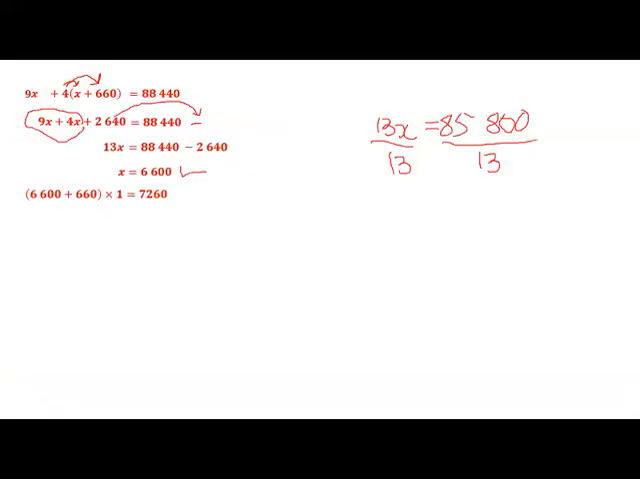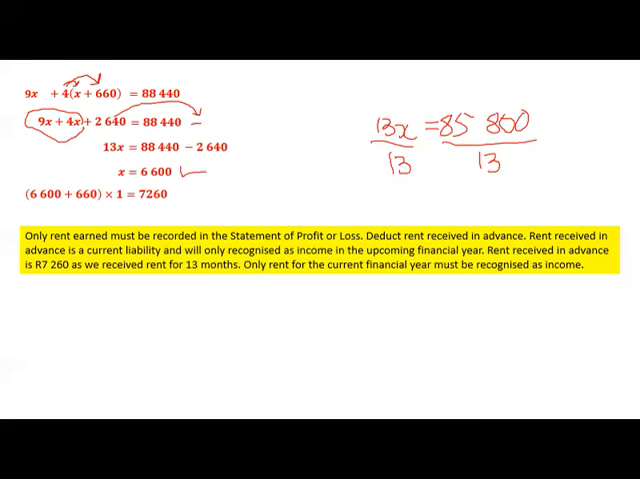And I will write an explanation about that. We have to subtract it from our total rent income because it is not income in the current year. We owe the tenant one of two things: a place to stay, or their money back if they don't want to stay there anymore. So that is why that part will be recorded in trade and other receivables.